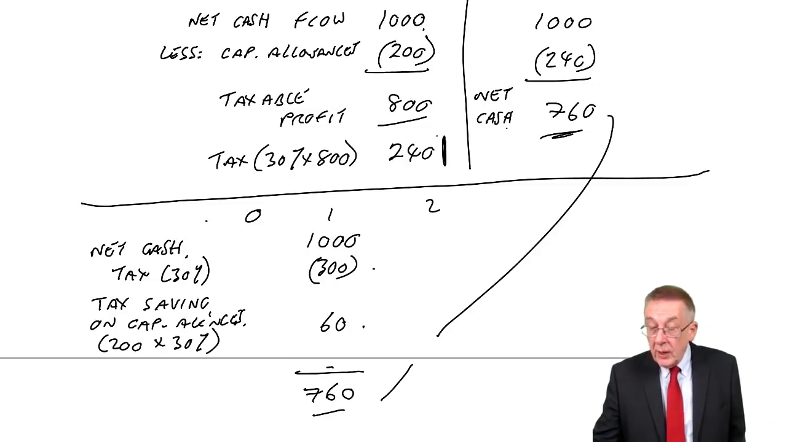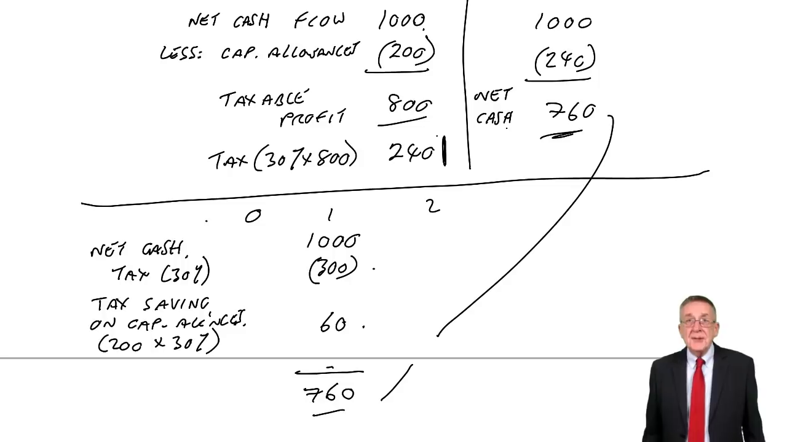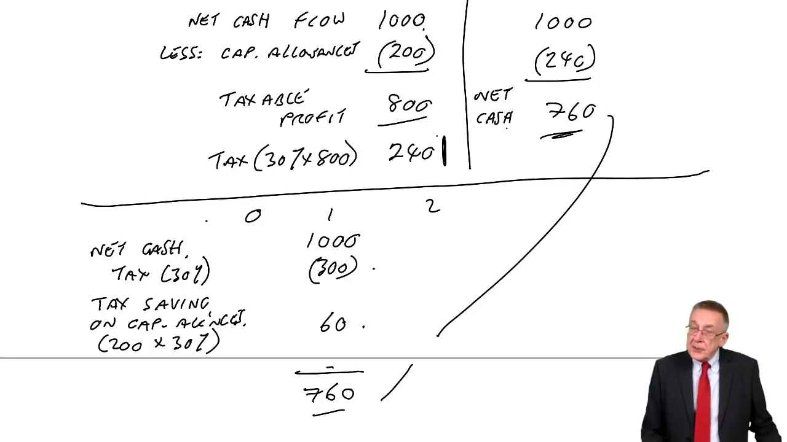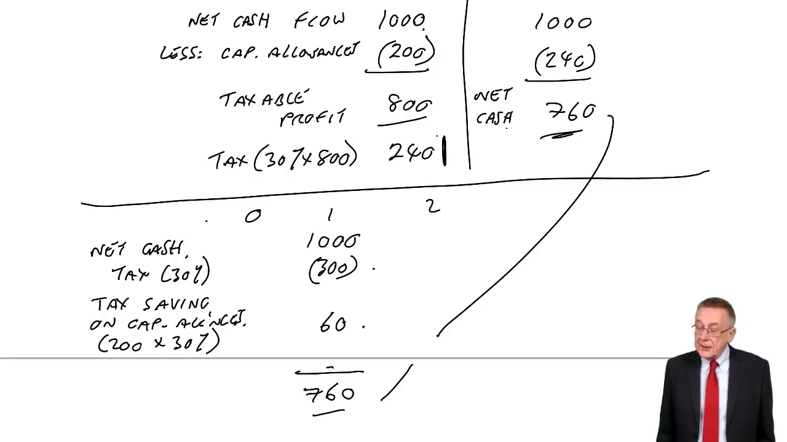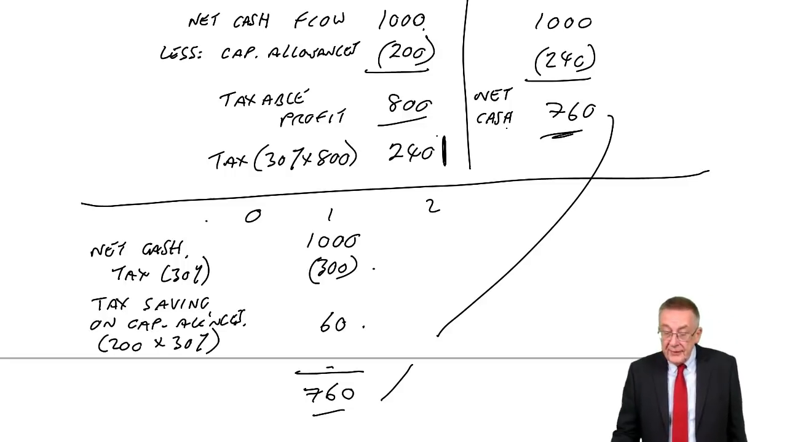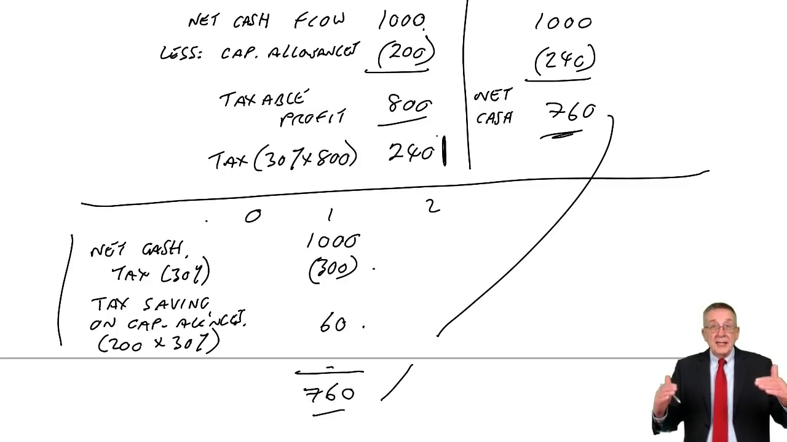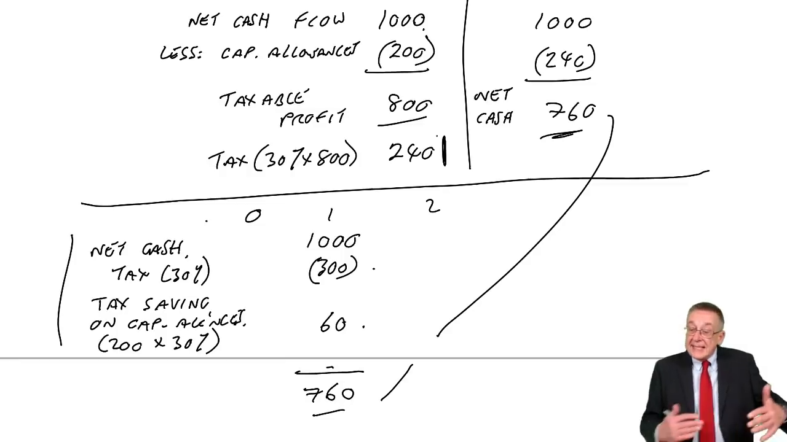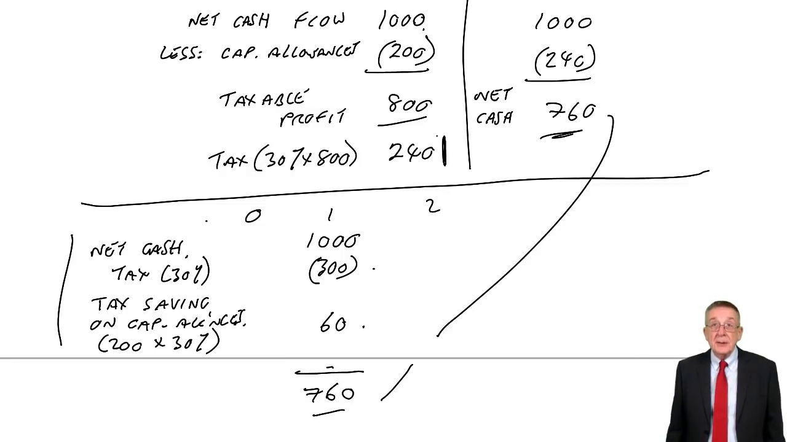You could do it that way, but it needs more workings. It's easier to go wrong, and as you'll see, it's easier to lose marks. Much more efficient is to do it this way. Get the net operating cash flows and work out the tax, ignoring allowances. Separately, the tax saving on the allowances.